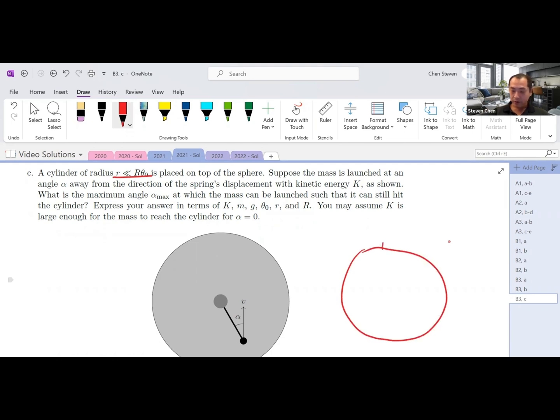I don't know the height, but maybe it has some height. I know the radius is very small, something like that. I put it on top of the sphere. Suppose the mass is launched at an angle alpha away from the direction of the spring displacement. So what does that mean?